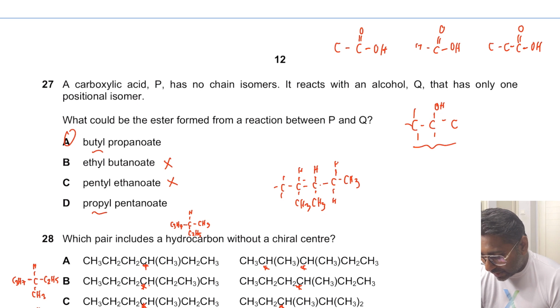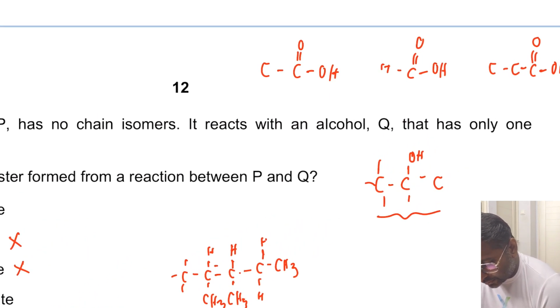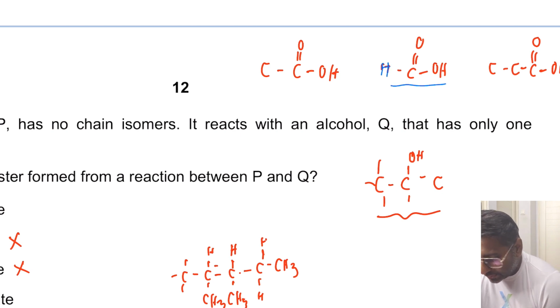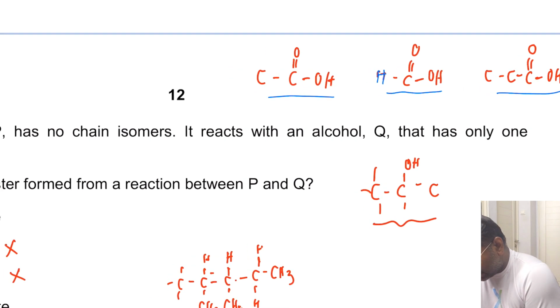Okay, what could be the ester formed between reaction P and Q? If you look over here, they say that P, the carboxylic acid, has no chain isomer. So maybe it has only one carbon, or 2 carbons, or 3 carbons. Up to 3, they don't have any chain isomer. But if you have 4, then they can have chain isomer.